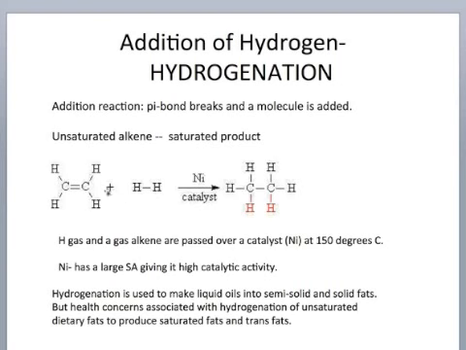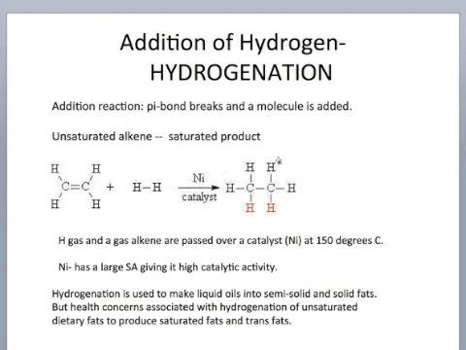and the alkene is also in a gaseous state, and they are passed over a catalyst, usually nickel, at about 150 degrees centigrade. We use nickel because it has a large surface area, therefore it has high catalytic activity, so it helps to increase the rate of this reaction.